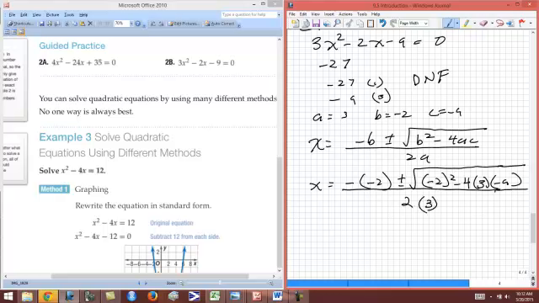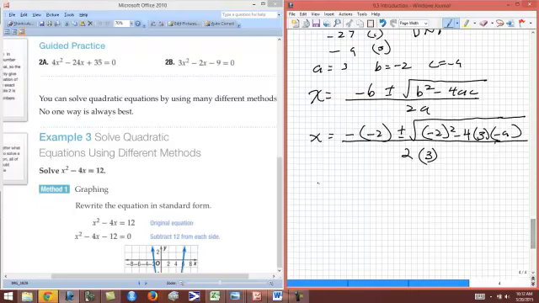Okay, now let's double check everything. A is 3, B is negative 2, C is 9. If you get any of this wrong, you're just wasting your time. Okay, minus B plus or minus the square root of B squared minus 4AC all over 2A. Fine. Minus negative 2 plus or minus the square root of negative 2 squared minus 4 times 3 times negative 9, all over 2 times 3. Okay, so now we start simplifying.